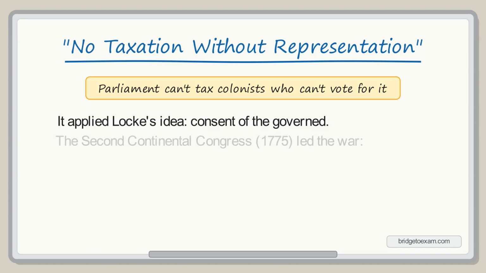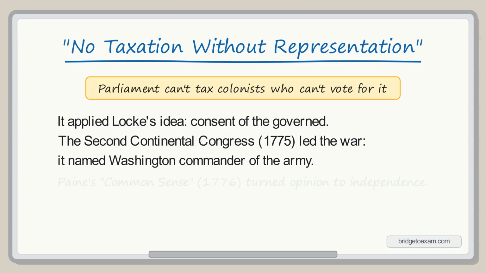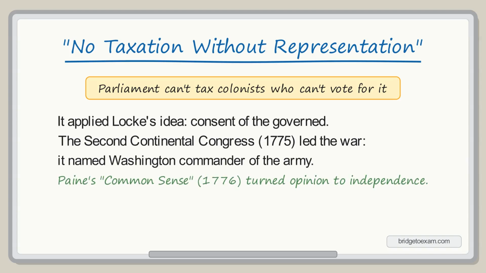After the fighting began, the Second Continental Congress became the colonies' government. It created the Continental Army and named George Washington its commander. And in 1776, Thomas Paine's pamphlet, Common Sense, argued in plain language that independence was the only sensible path. It sold 500,000 copies and swung public opinion decisively toward breaking away.